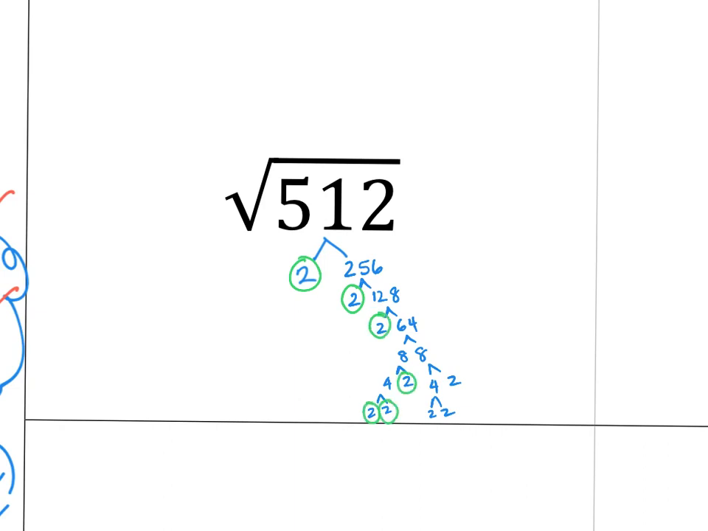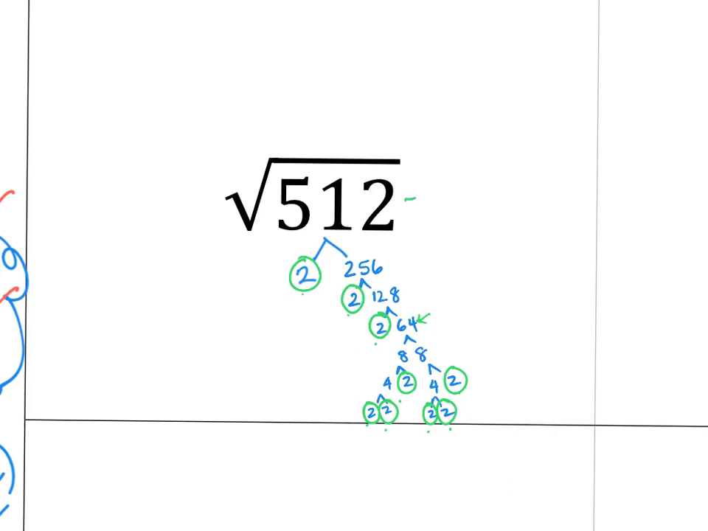And if I were to actually multiply all of these prime numbers together, 2 times 2 times 2 times 2 times 2 times 2 times 2 times 2 times 2, that would be 512. Now what we're looking for is perfect squares, and I look back a little bit and I'm like, wait a second, I could have stopped right here maybe, because that has a 64, which is a perfect square.